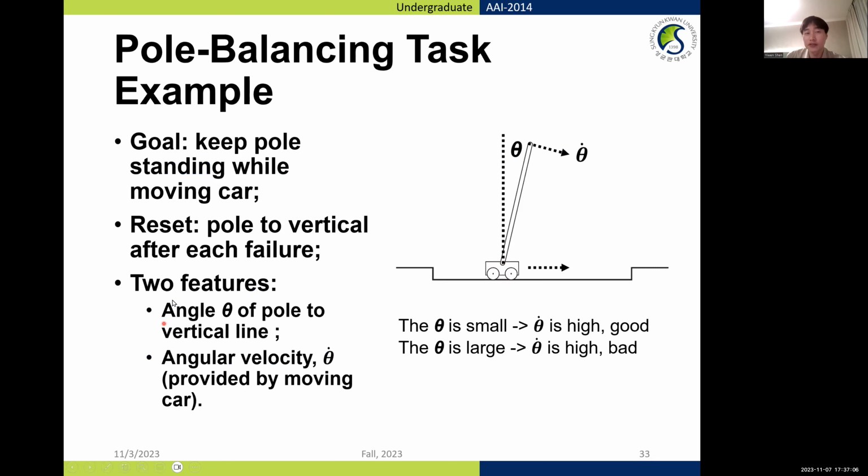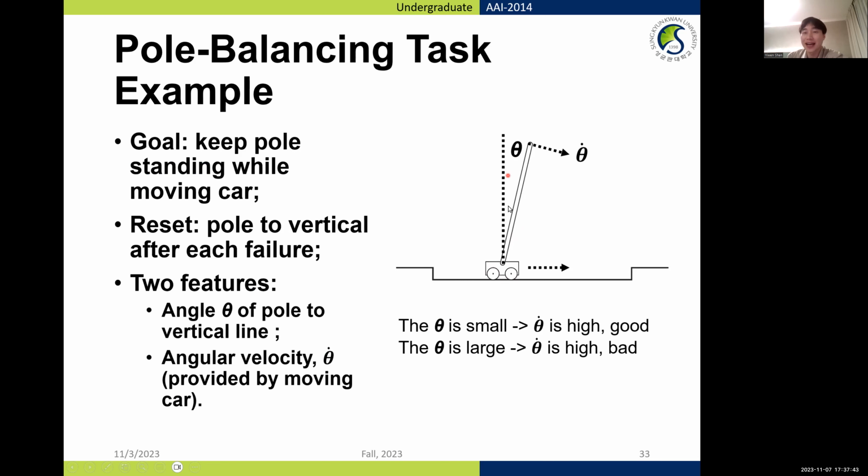Here we consider two features. One is the angle, theta, the angle between the pole and this standing vertical line. The other is the angular velocity, theta dot, provided by this moving car. In some sense, this angle and angular velocity have a relationship. They actually mutually affect the process.